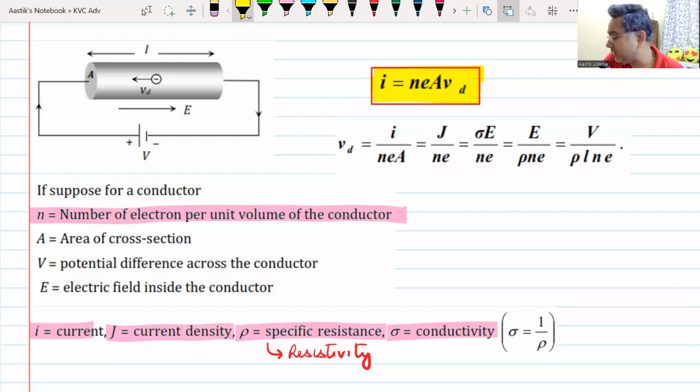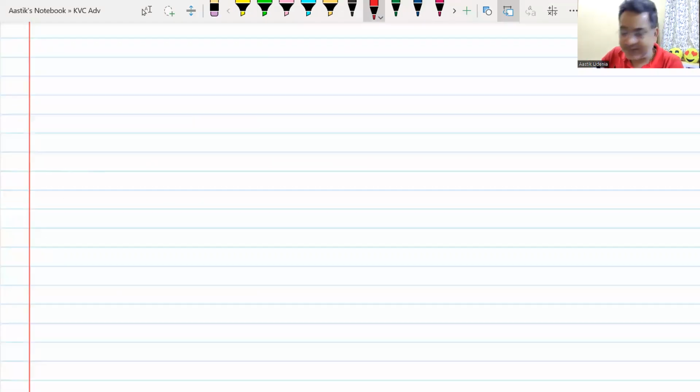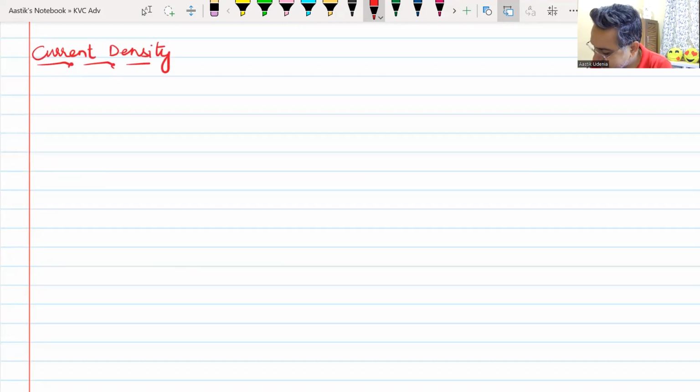Well, then let's move ahead. We have seen the basic relations. Moving ahead, we must encounter one vector here, and that vector is known as current density. So we'll write the heading current density. We will see this vector, and then we will move ahead. Current density, J vector. Now, what is this current density or J vector?